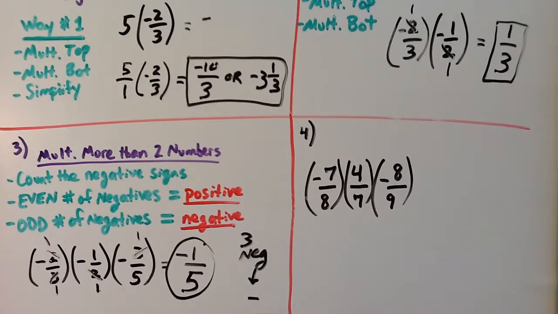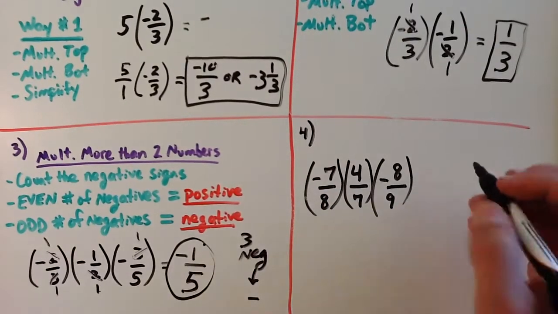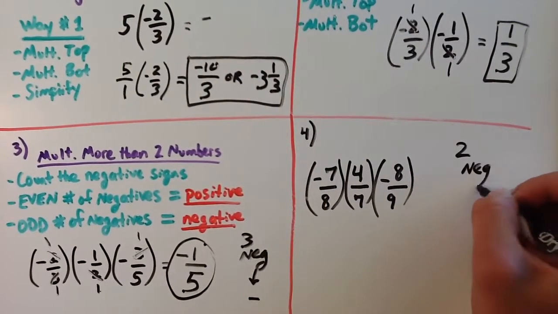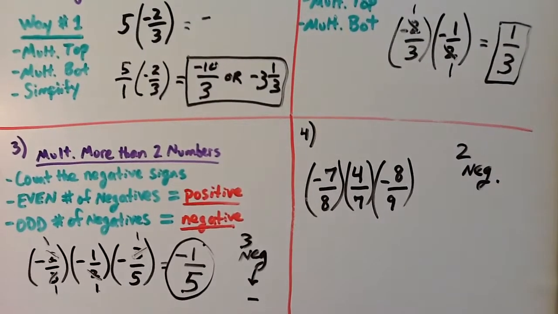So I'm multiplying more than two numbers, so let's count the number of negative signs. Here I see 1 negative, 2 negatives. I see 2 negative signs. I'm going to put it, 2 negative signs.